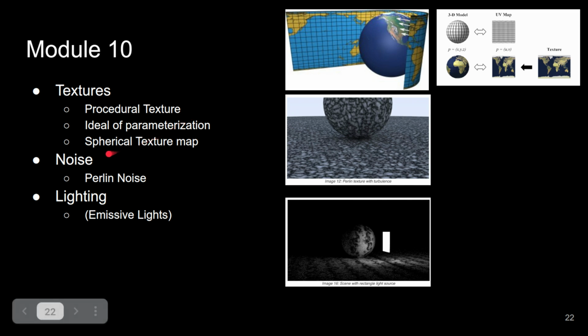We learned about some techniques for procedurally generating textures, with Perlin noise being the big one here. That's what's shown here in this grainy looking noise. And then finally, we introduced a little bit about lighting, so emissive light, so having a material that can cast more rays out from it and use that as a light source.